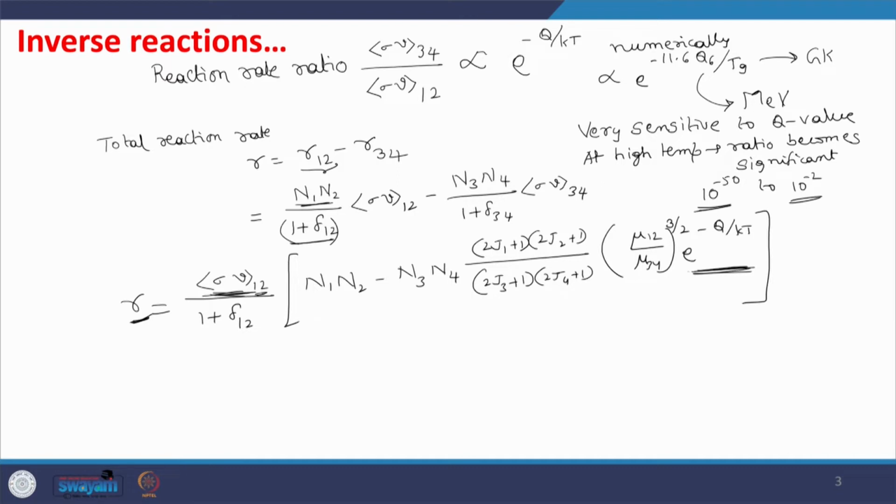What if one of the species is photons? Okay? One of the species is photons. How does it look? I have already discussed what is photo-disintegration and what is radiative capture reaction. Okay? Photo-disintegration is nothing but the reverse of radiative capture, right? Let me give one example.